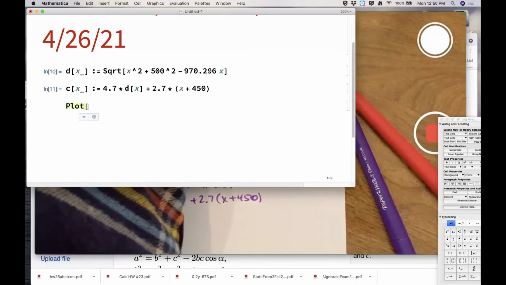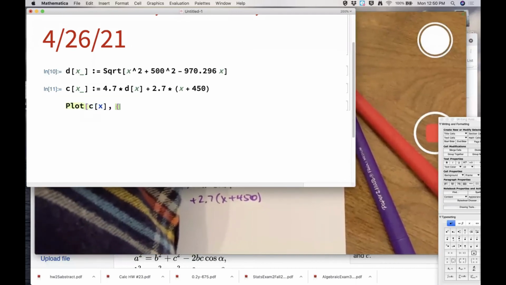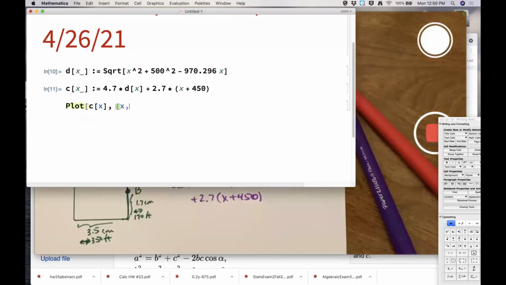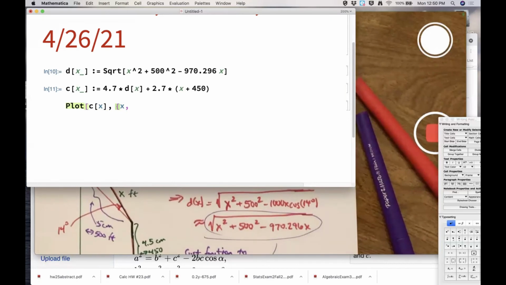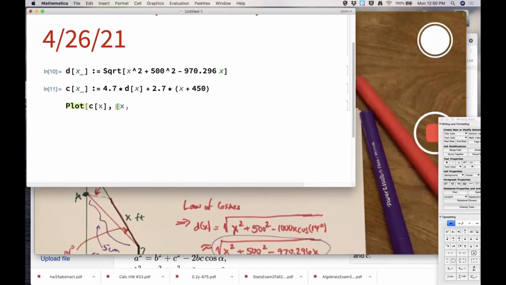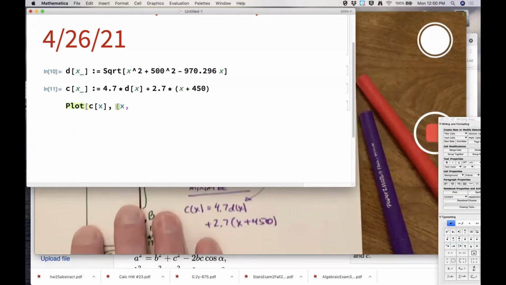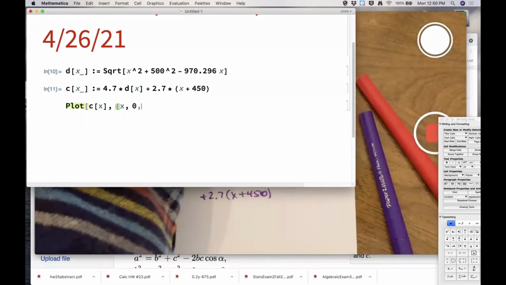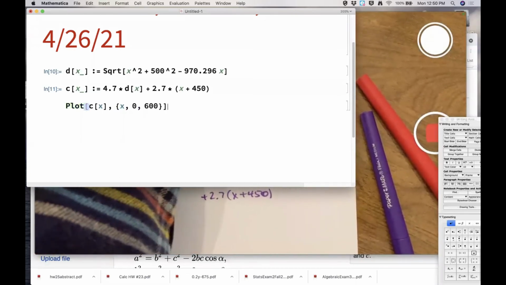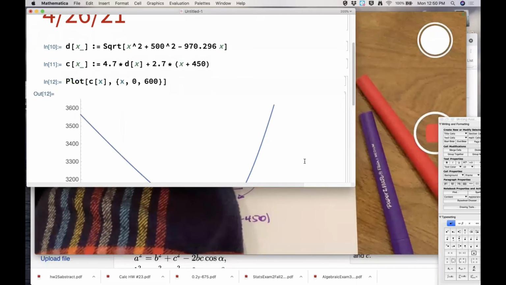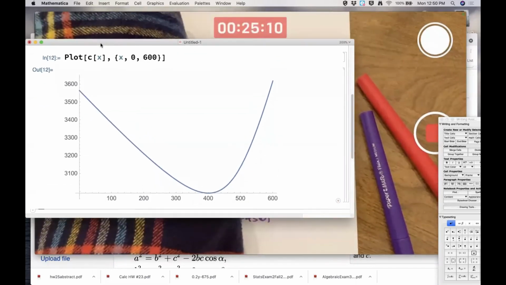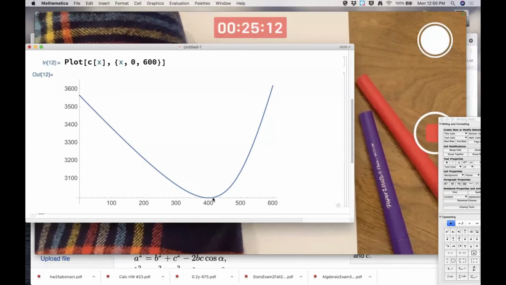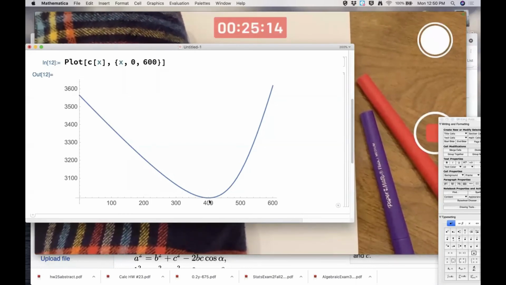So we could get a rough estimate as to the answer by plotting this. Thinking about the picture, X is probably going to be somewhere in the ballpark of 2 or 3 or 4 or 500 feet. So if I went from 0 to 600, that might be enough. Yep, that looks like it's probably good. Looks like the value of X that's going to minimize it is going to be close to 400 with a minimum cost close to 3,000.